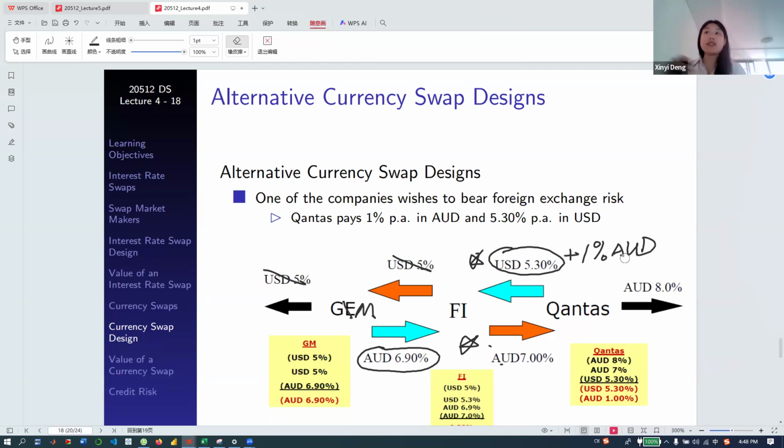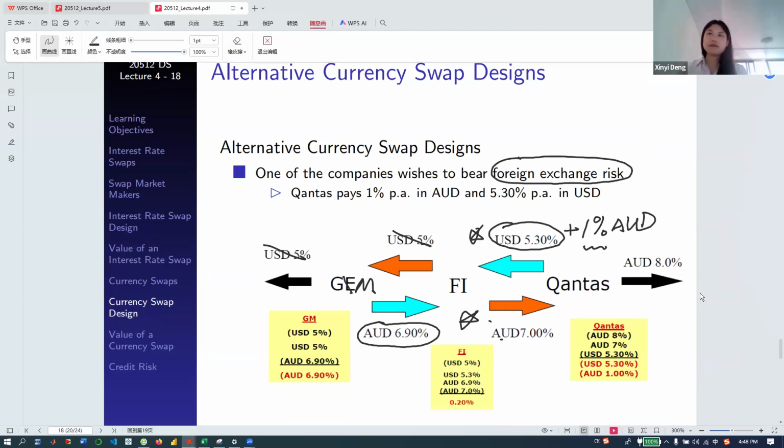Since we are exchanging principals and all the interest payments, that actually is the foreign exchange risk I'm referring to. So basically that 1% is the extra foreign exchange risk. So apparently in this example, GM is not exposed to the foreign exchange risk, but Qantas is, because it's paying interest on a currency that's not desired by them.